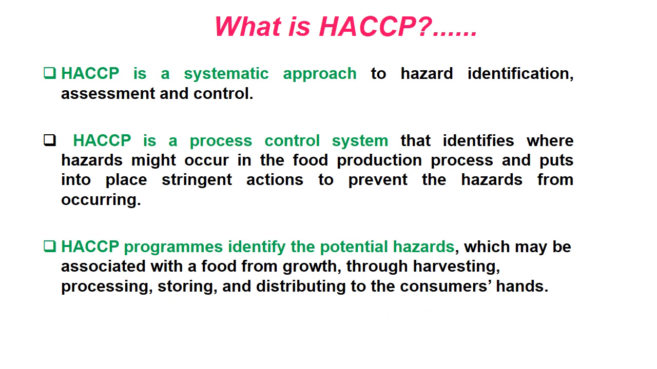So once again I repeat, what is HACCP? HACCP is a systematic approach to hazard identification, assessment and control. HACCP is a process control system that identifies where hazards might occur in the food production process and puts into place stringent actions to prevent the hazards from occurring. And thirdly, HACCP programs identify the potential hazards which may be associated with a food from growth through harvesting, processing, storing and distribution to the consumer's hands.